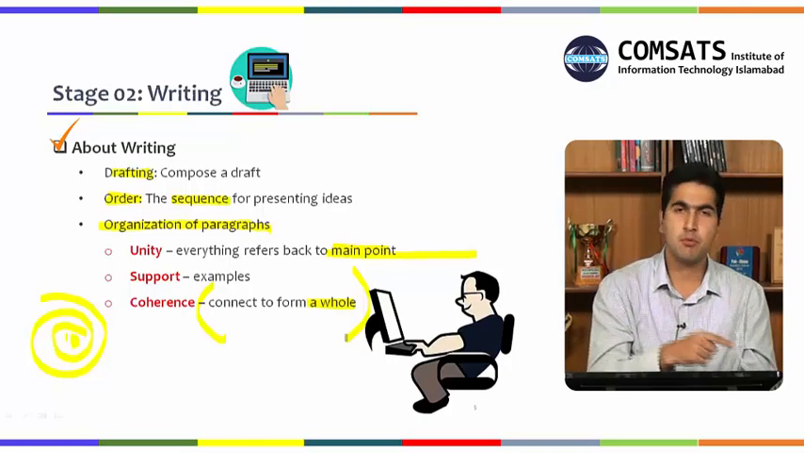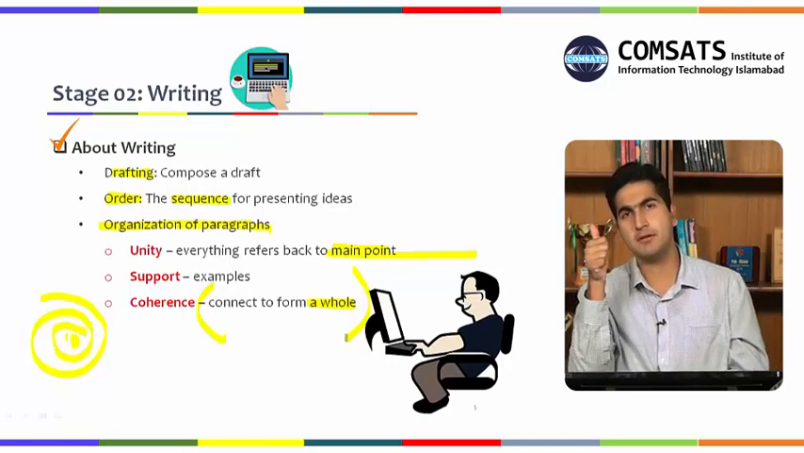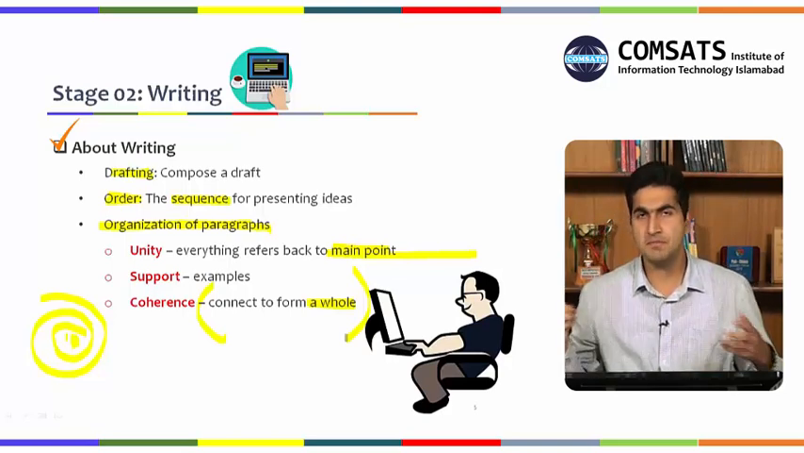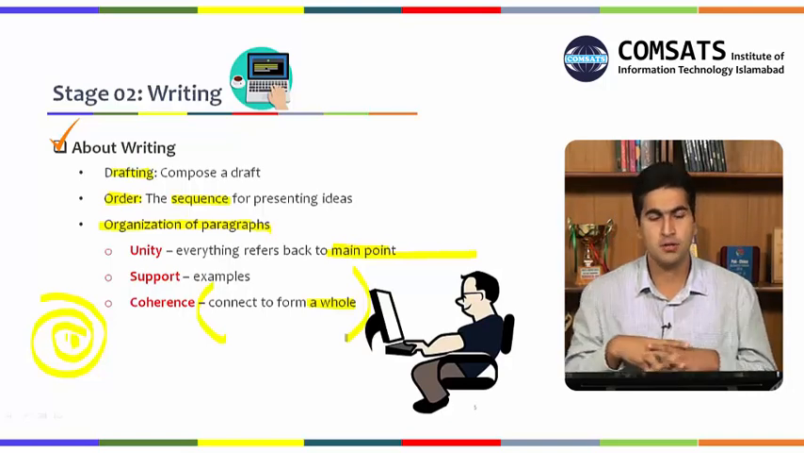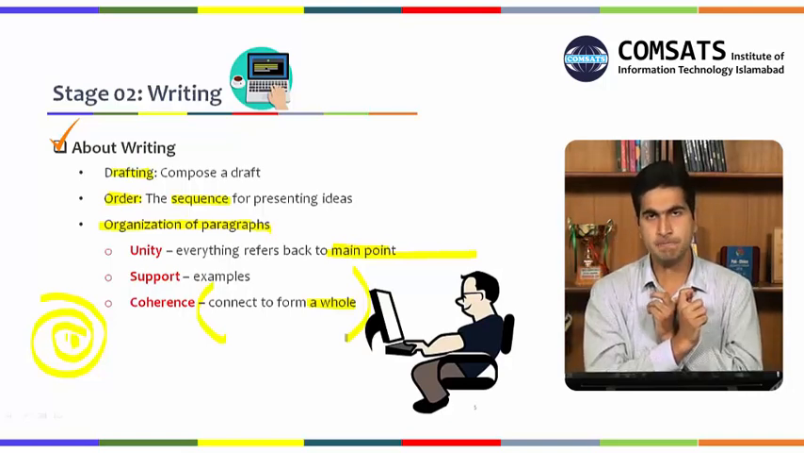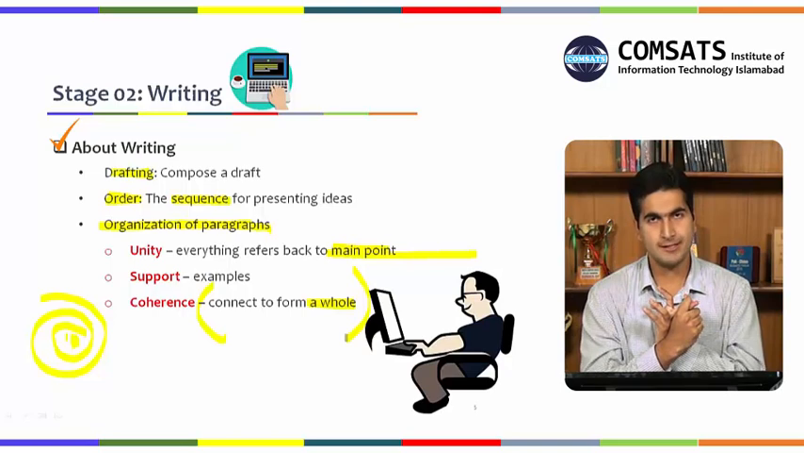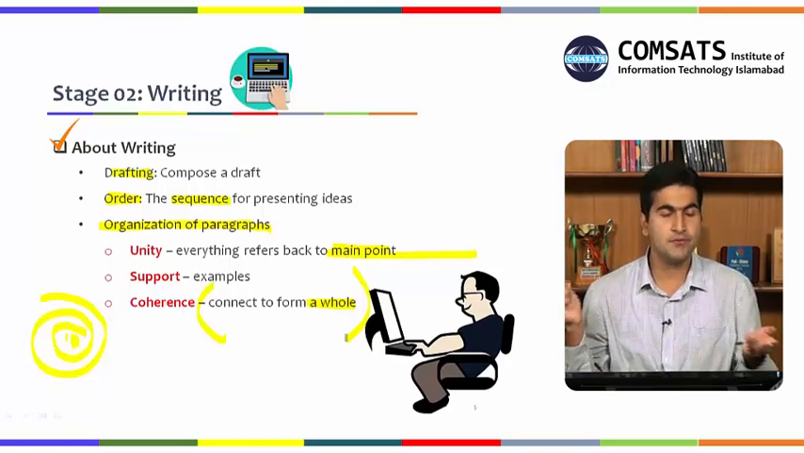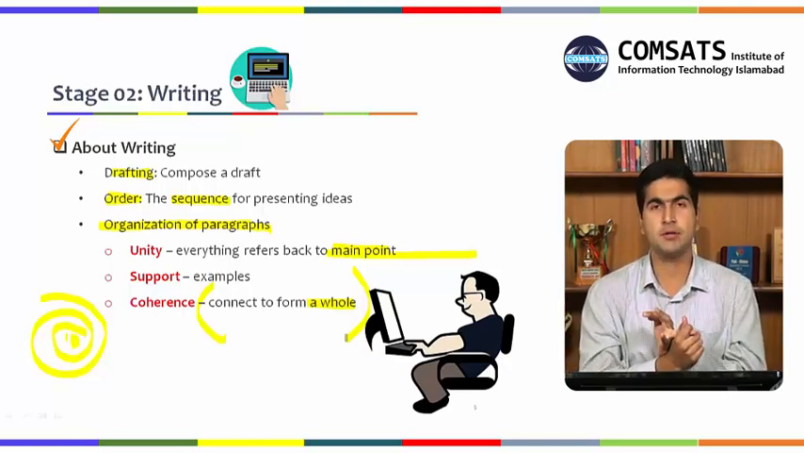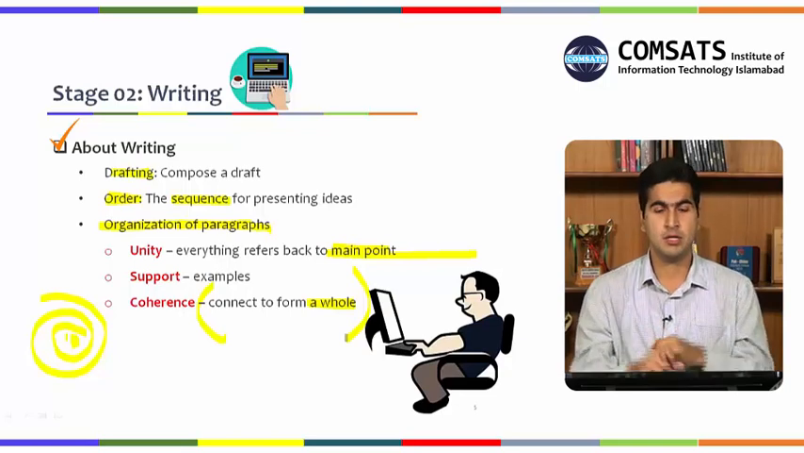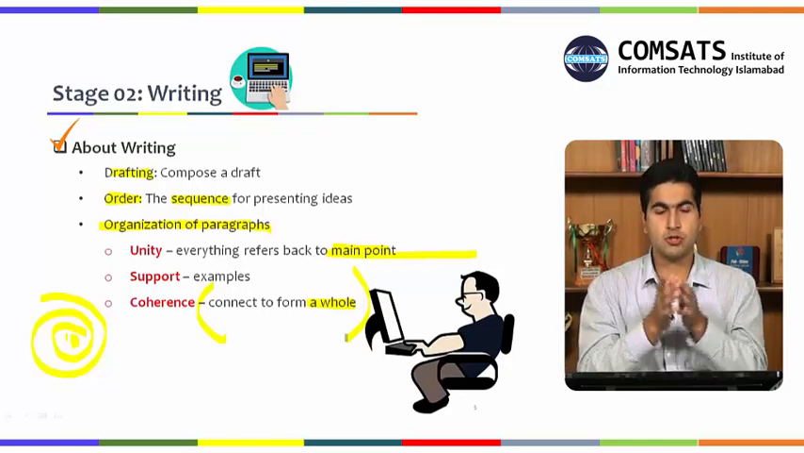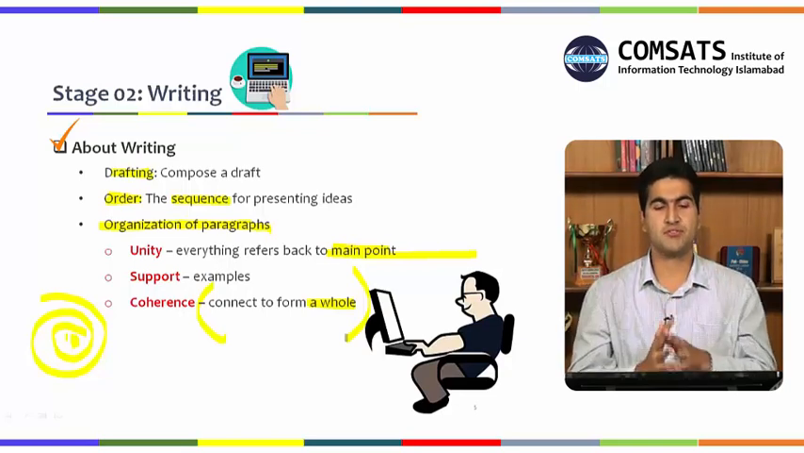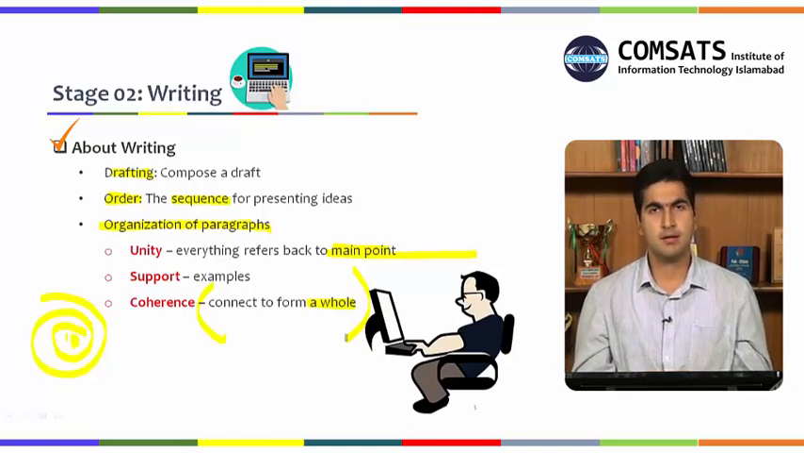Whereas if all these points are referring back to the main point, which is your thesis, it would mean that it's all united as well. So that's how you get unity, you get supporting details, evidences, examples, and finally you get the coherence as well. That is how you talk about this second stage of writing, in which you basically get a draft.